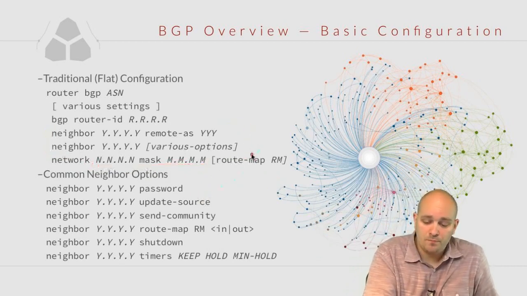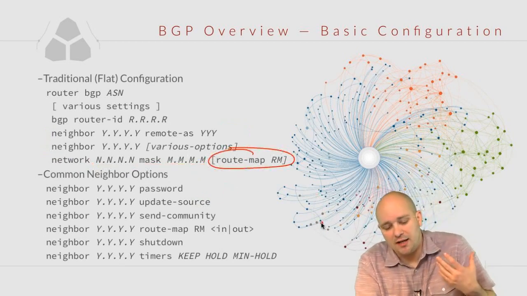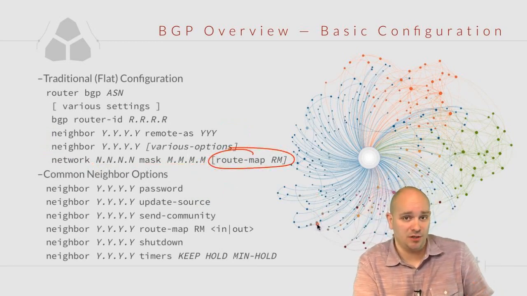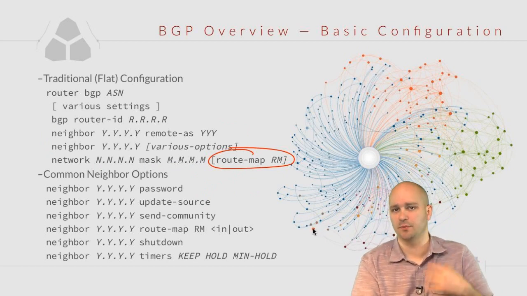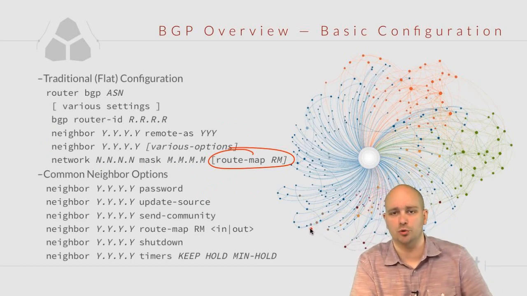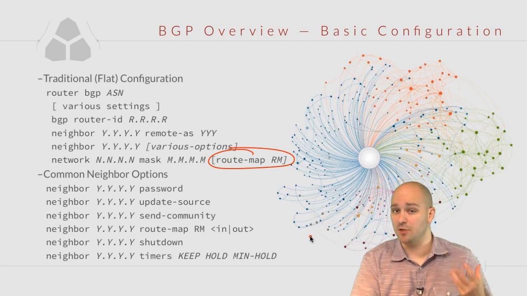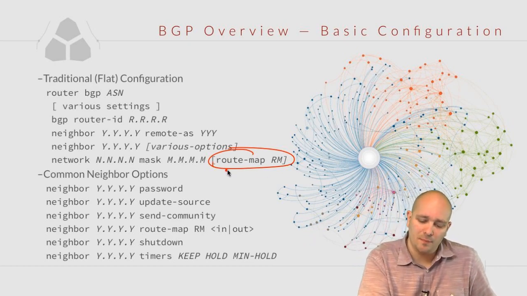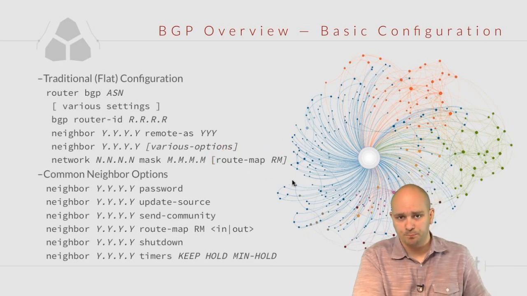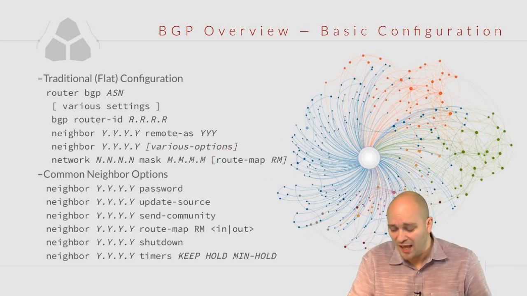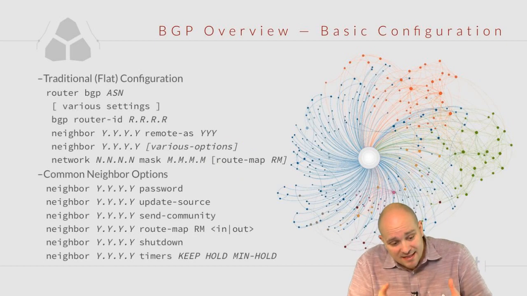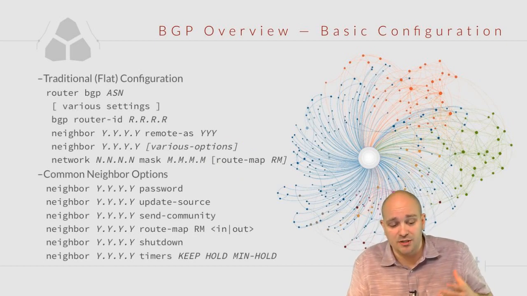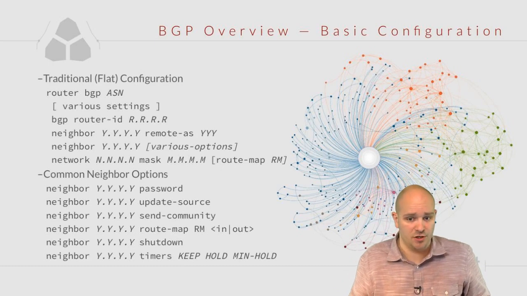You can also set some attributes on this route. Any number of attributes can be modified, like for example the local preference, or you may want to set certain route tags. In BGP they are called communities, and so on. You can do that with the route map here at the insertion point of this network. So in short, this is a very, very basic BGP configuration example using the traditional or the flat configuration.